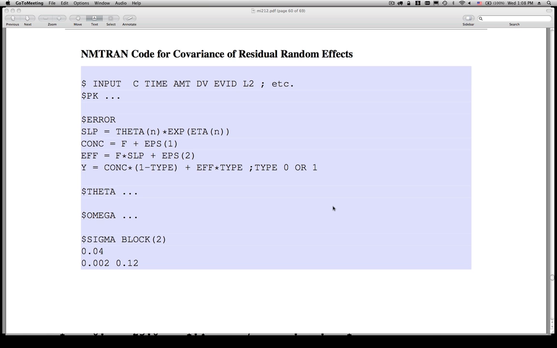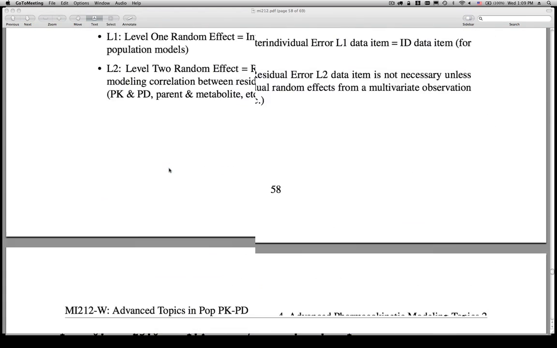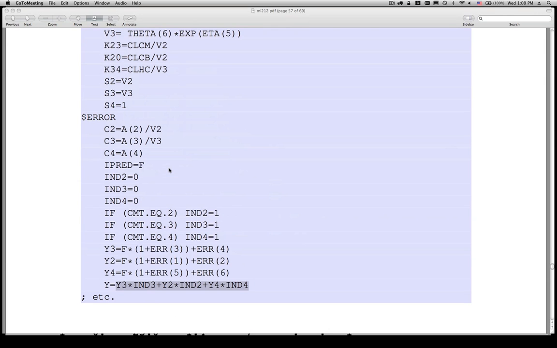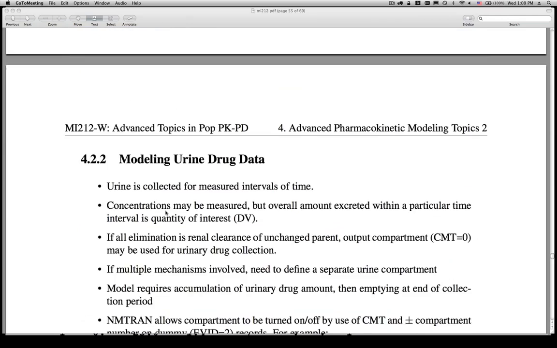Yeah, so again, just to be clear, the slope piece in here is a remnant from another model. Probably I shouldn't have used it here when we were talking about parent and metabolite models. This is actually the way we would code a pharmacodynamic model or a simultaneous PK-PD model. Whatever you use for the prediction. So let's go back up here to the parent metabolite code. Whatever we use for the predictions here, let's go to the simpler one, which is just plasma data.